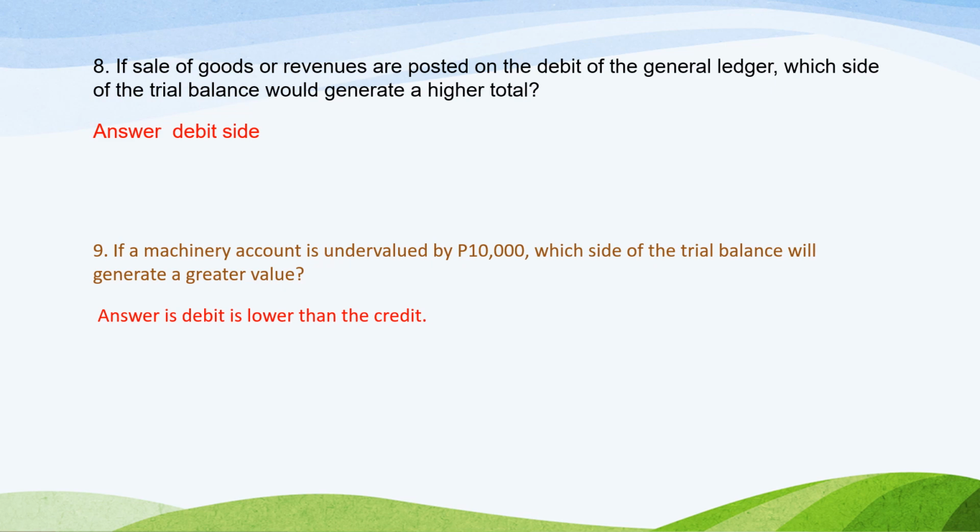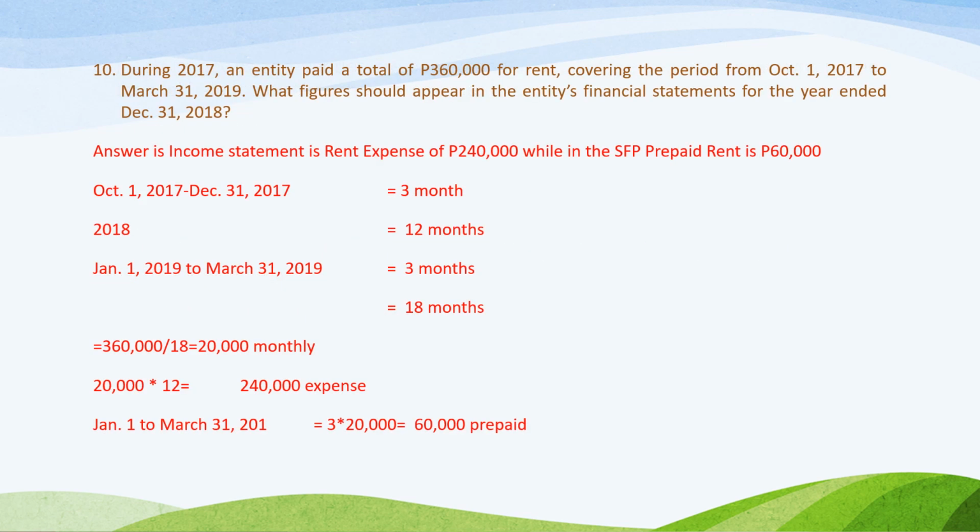Number 9. If a machinery account is undervalued by 10,000, which side of the trial balance will generate a greater value? So, the debit side will be lower than the credit side because machinery is a debit ang kanyang normal balance. So, if it was undervalued, therefore, the debit side will have a lower balance than the credit side of the trial balance.